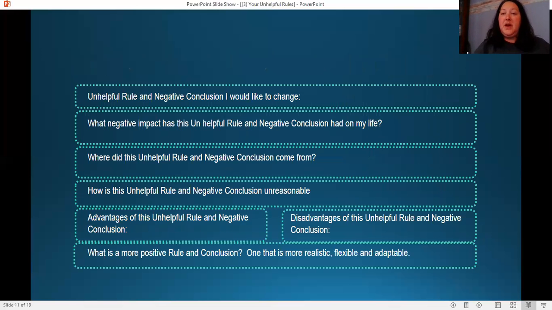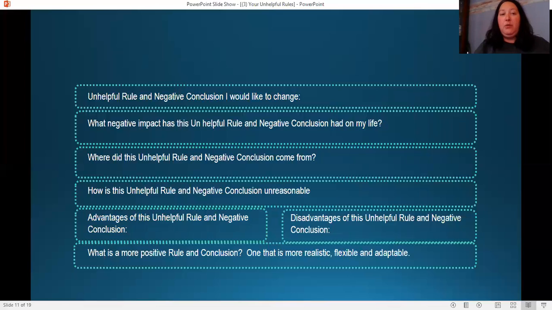So here's just a little diagram of a worksheet that I have done. So you just split it up into sections, basically asking yourself those questions. The first box, you're going to put the negative rule and conclusion you would like to change. Stick to one at a time. It's a lot easier.